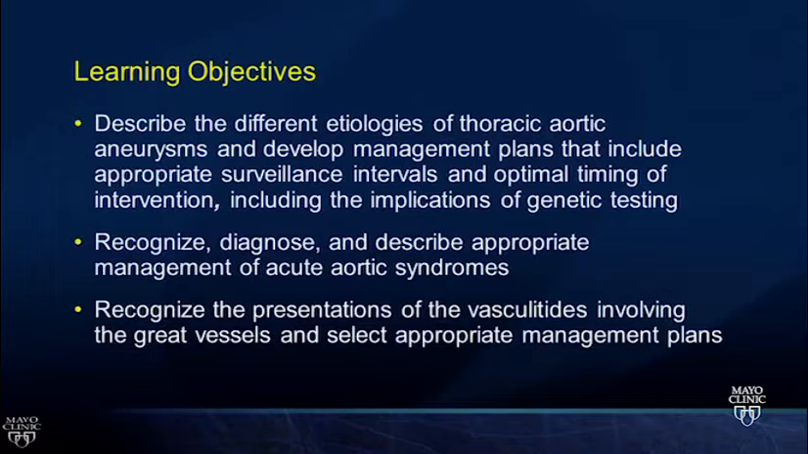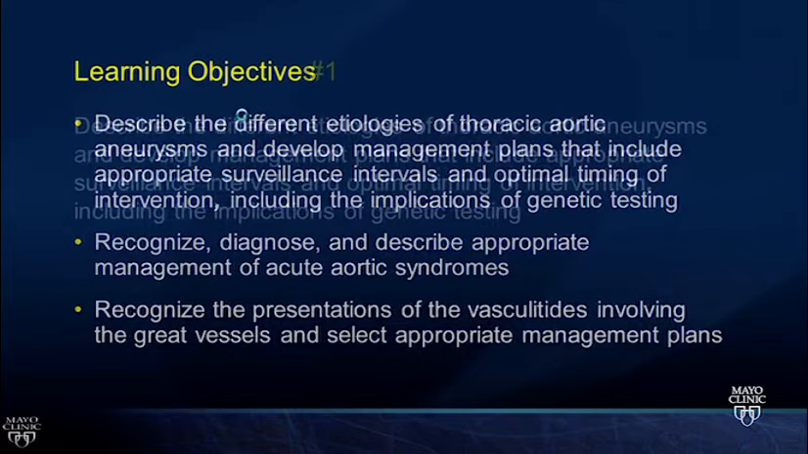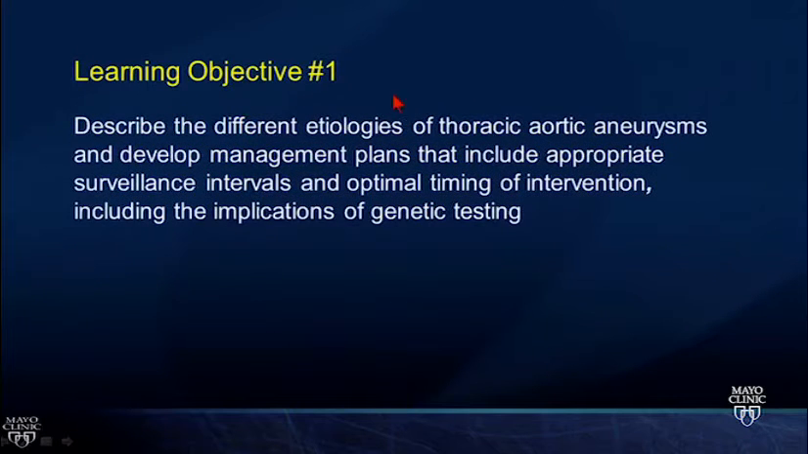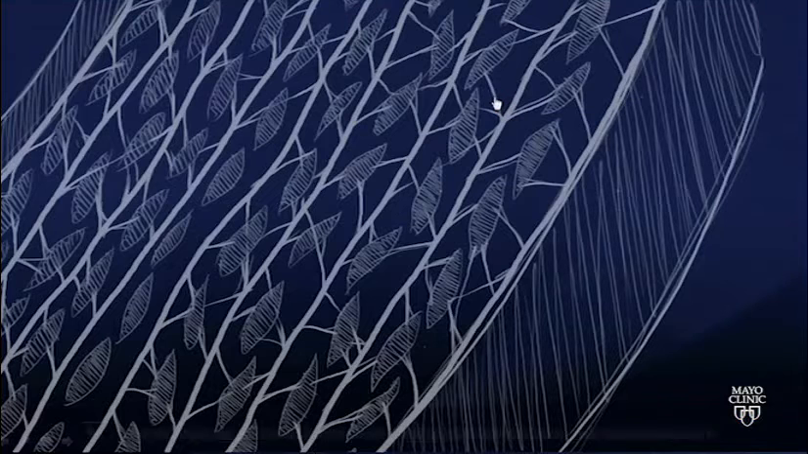So here are our learning objectives, and we're going to talk about what causes aortic aneurysms and how you manage them. What about the acute aortic syndromes, and what about the vasculitic disorders that can affect the aorta? So with number 1, when you're faced with a patient with thoracic aortic aneurysm, how do you figure out what the etiology is, and how do you make a management plan?